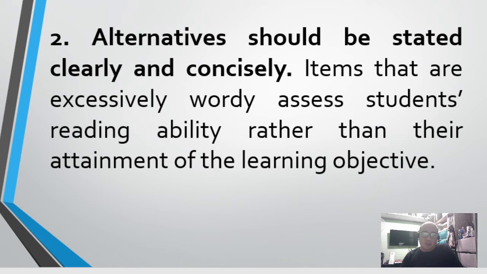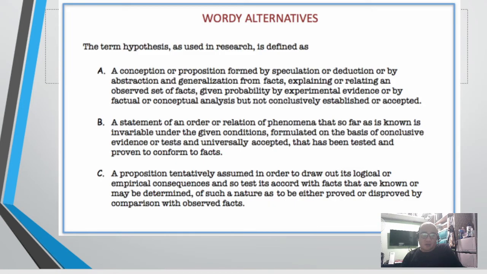Number 2, alternatives should be stated clearly and concisely. So items that are excessively wordy assess students' reading ability rather than their attainment of the learning objective. So as much as possible, alternatives should be short and concise. So this is one good example of a wordy alternative. So we try to avoid these alternatives when we use multiple choice questions. So these are extremely long alternatives.